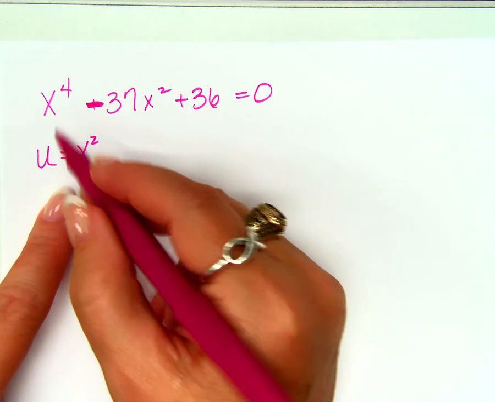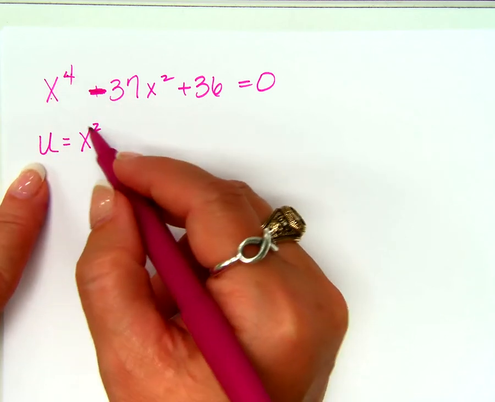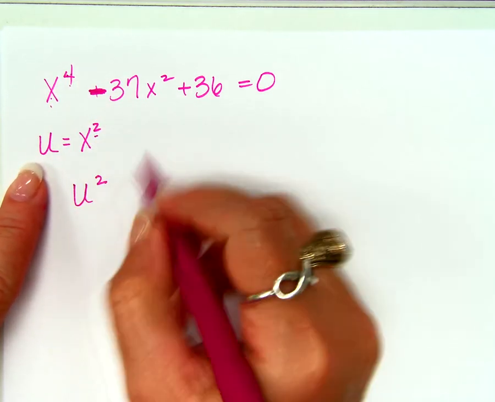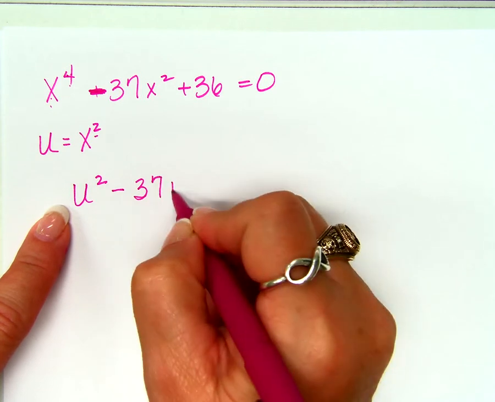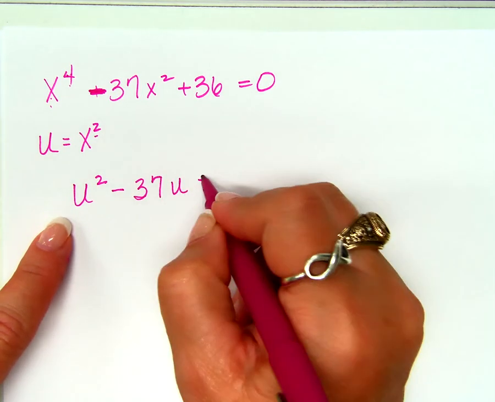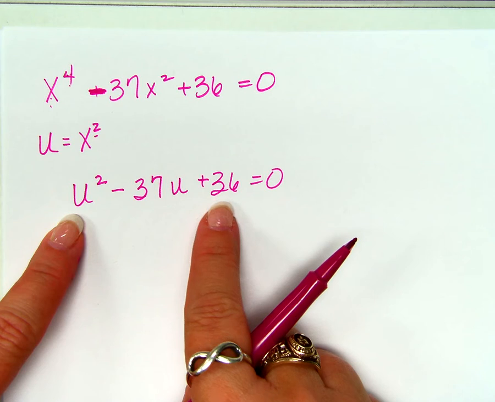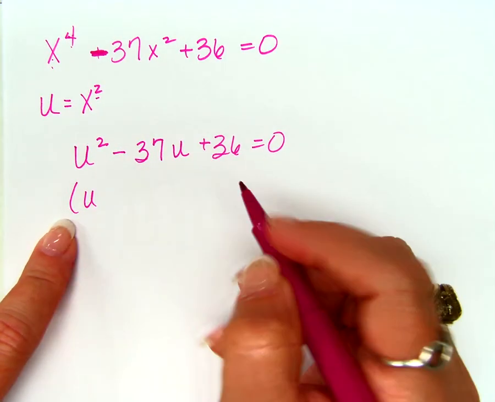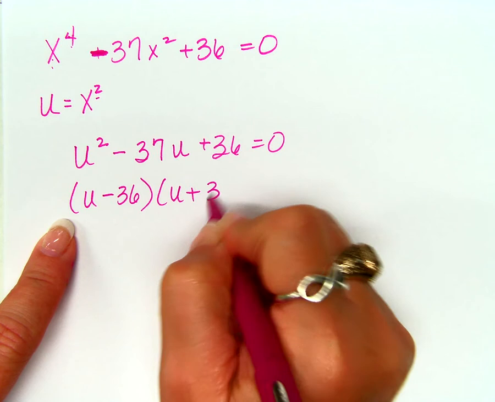So let's make this substitution. If I know u equals x squared, then what's x to the fourth now equal? u squared. Minus what? 37u plus 36 equals 0. Is that something you're more comfortable factoring? Yeah. u minus 36 and u plus 36?